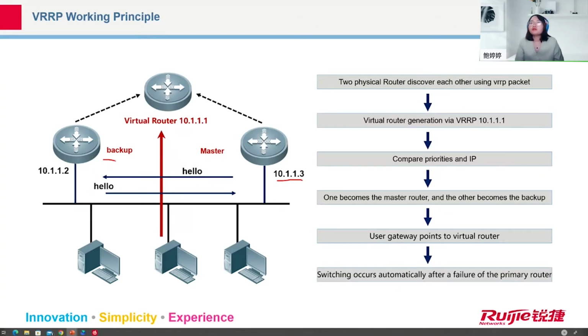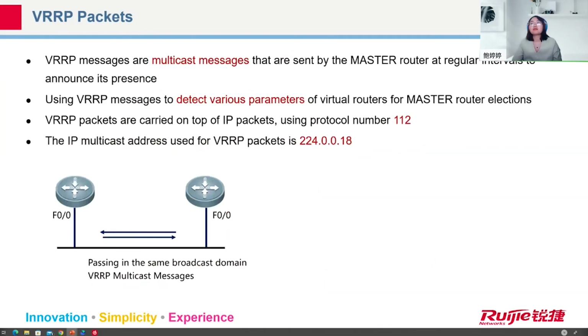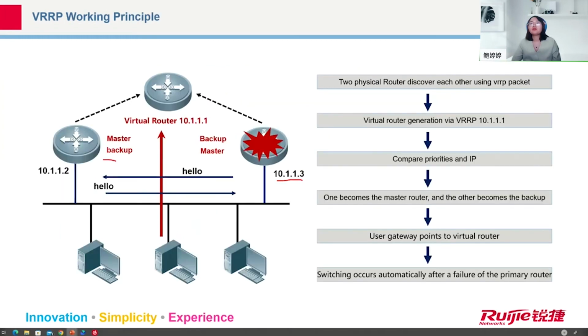Okay, so the switching occurs automatically after a failure of the master. For example, if this device is broken, the backup listens for the message all the time. If the master cannot send me the message within the time, I will directly become a new master. Okay, so this is the process. This is the whole process.